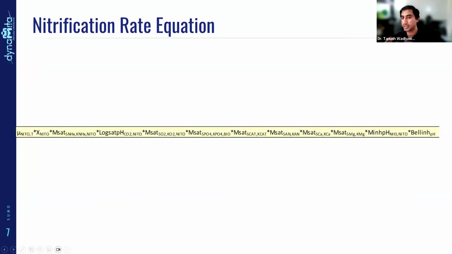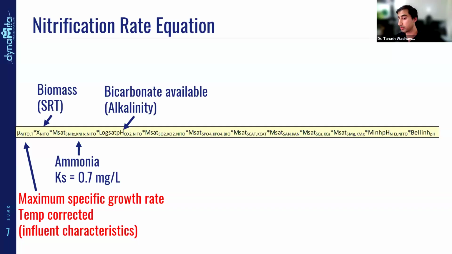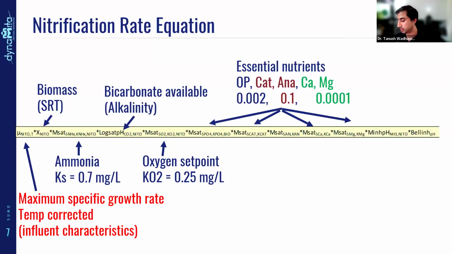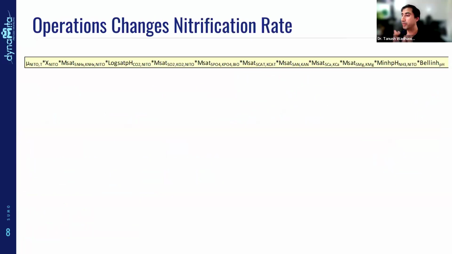So this is an example of a nitrification rate equation from our one-step nitrification denitrification model. I understand it looks a bit terrifying, but if you simplify this, that's the maximum specific growth rate, which is temperature corrected. Then that's your biomass concentration, which is related to the sludge retention time. Ammonia, oxygen, bicarbonate, which is an important substrate for nitrification, essential nutrients, and then the impact of pH, right? All of these functions are multiplied by each other and help us determine whether the nitrification reaction will be active or not active.